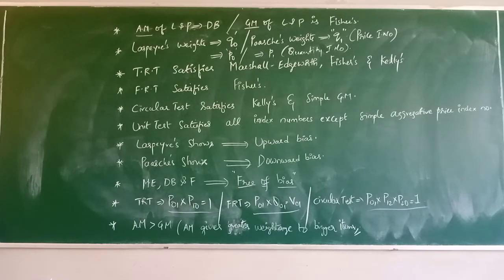So now the next one is, Laspeyres shows upward bias. For this topic, the question that will be asked is: which method shows upward bias, or Laspeyres shows which bias. This way also the question will be asked, the biasedness of an index number. So that is the question.